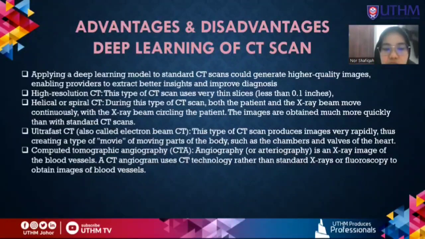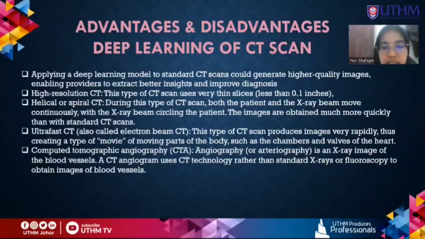Next is a helical or spiral CT. During this type of CT scan, both the patient and the X-ray beam move continuously, with the X-ray beam circling the patient. The images are obtained much more quickly than with a standard CT scan. The resulting images have greater resolution and contrast, providing more detailed information. So a helical CT scanner may be used to obtain information about calcium build-up inside the coronary arteries of the heart.